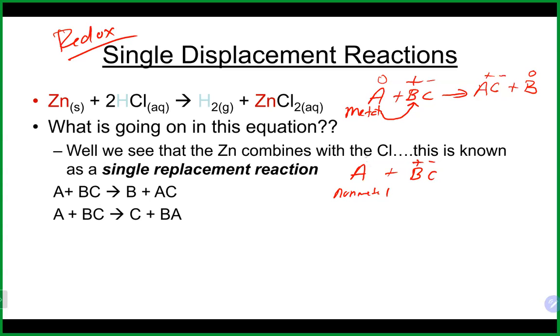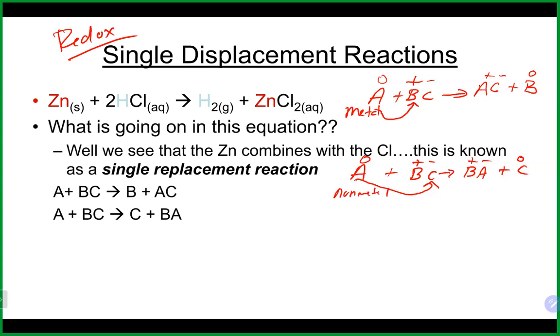The difference is here, the non-metal doesn't have a charge to begin with, but when non-metals get charges, they actually become negative. So it'll kick out the negative guy in this case. And you will result in a new ionic compound here. And our guy here will come out by itself.